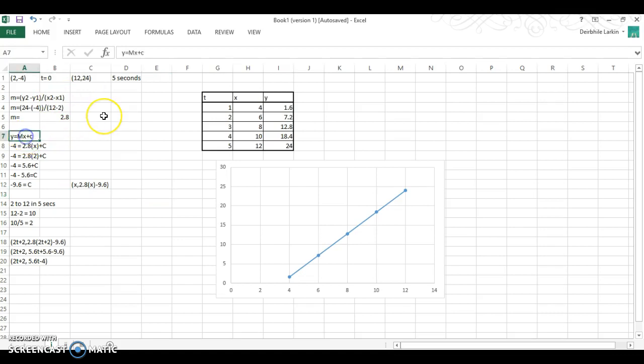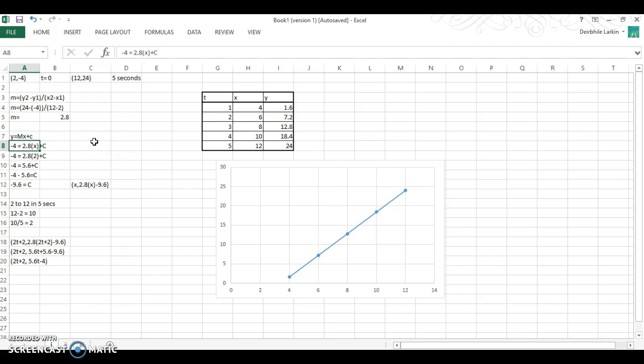So we use the equation y equals mx plus c, but since we don't know what m is, we'll have to work that out. So to do that, we do y2, which is 24, subtract y1, which is minus 4, divide that by x2, 12, subtracted by x1, which is 2. And once we work that out, it will give us 2.8. Since we now know what that is, we can substitute the numbers into the equation y equals mx plus c.